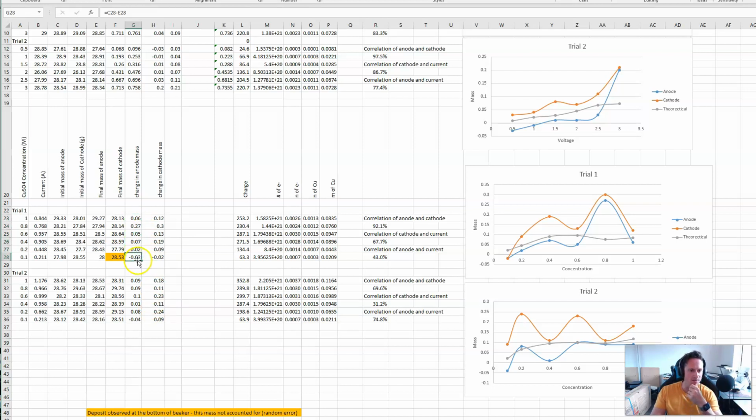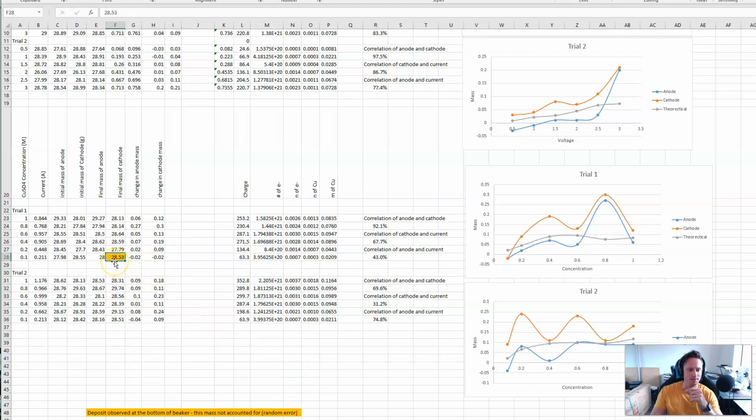Now this one here was negative, so that means that the anode increased in mass, which doesn't make sense because with electroplating the anode should be decreasing. And I put a note there, and that's because there was a deposit observed at the bottom. I remember this one, where you could see that deposit forming at the bottom of the beaker. I took a photo of it.